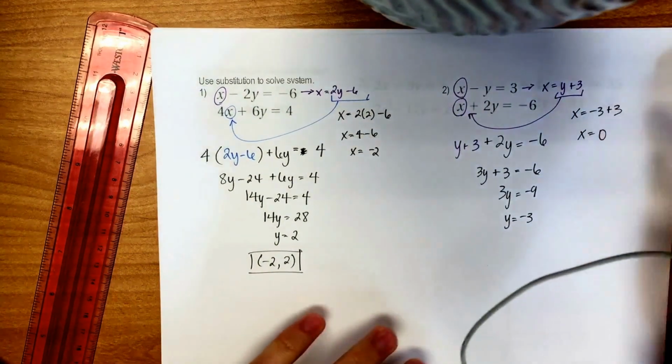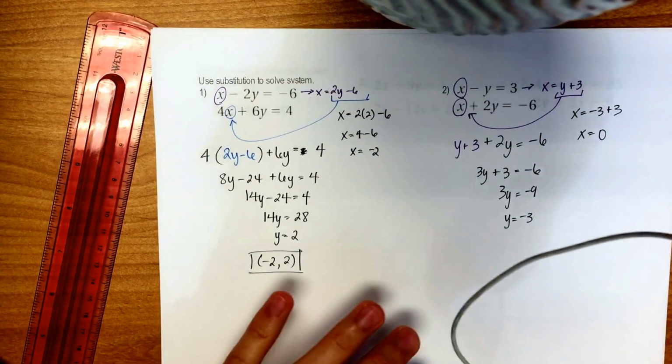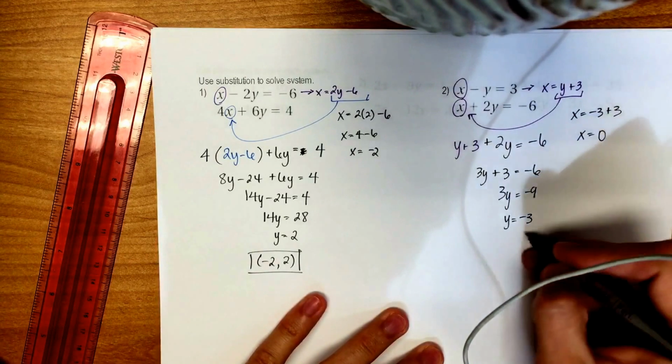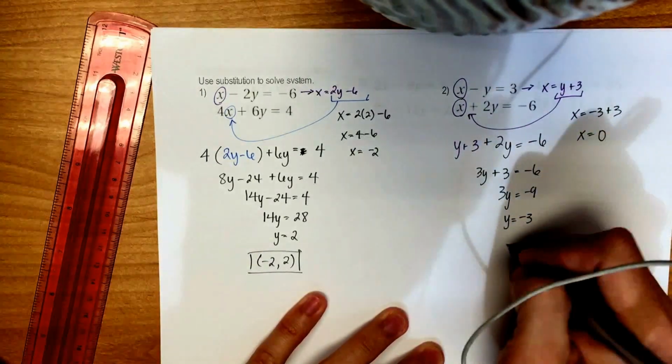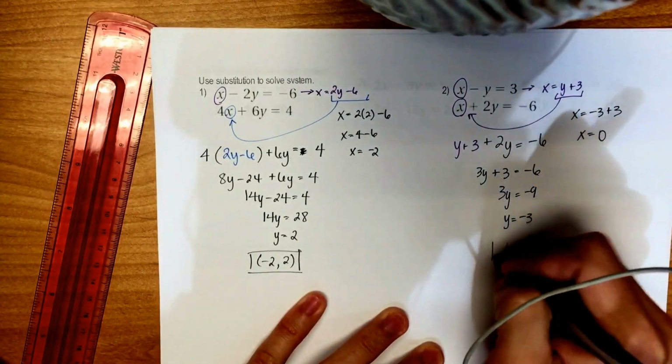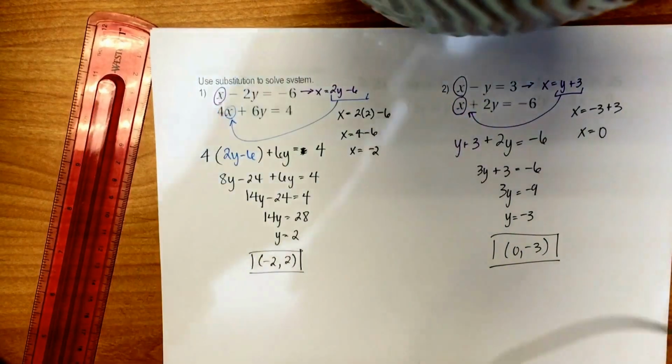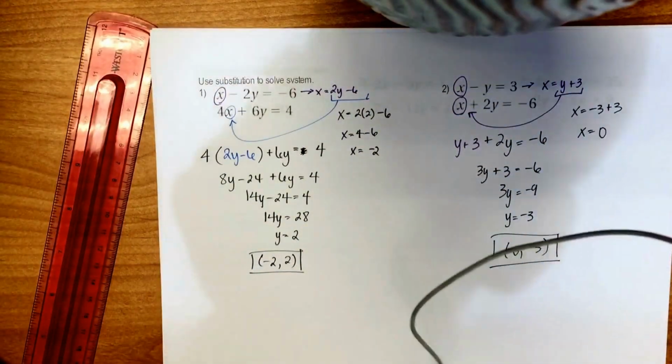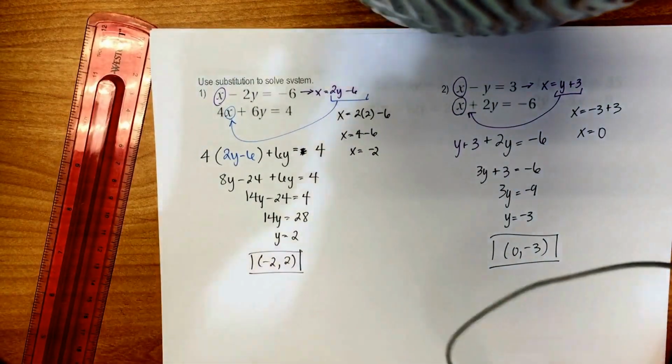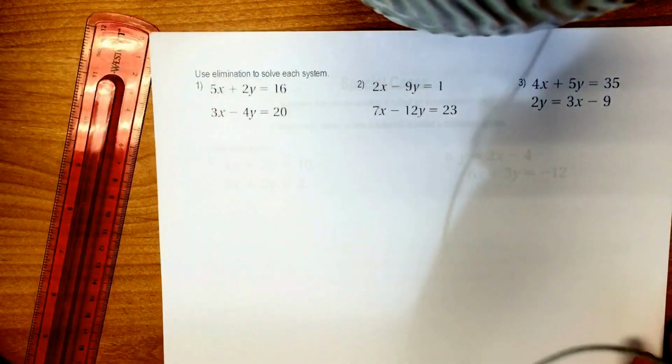Again, so we don't lose the idea that we're still finding where the lines would intersect on a graph, I want you to write them as an ordered pair as your final answer. That ordered pair in this case, x comma y, is 0, negative 3. That is your substitution method.